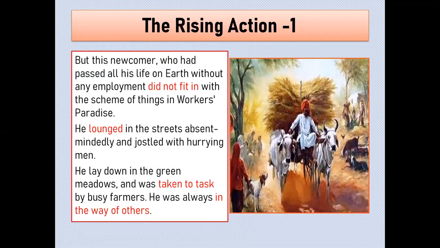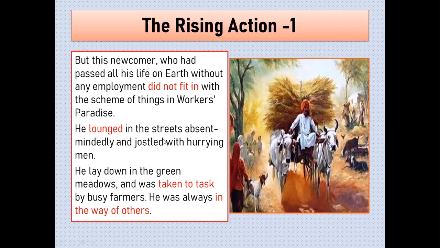So it's easy to see why this newcomer was not able to fit in with the scheme of things in workers' paradise. Everybody in the workers' paradise was always rushing around, always busy. On the other hand, here you have the newcomer, the idle man, who had never done anything useful on earth and who had no employment as such in workers' paradise. So this man could not adjust, he could not blend with the others in this place.